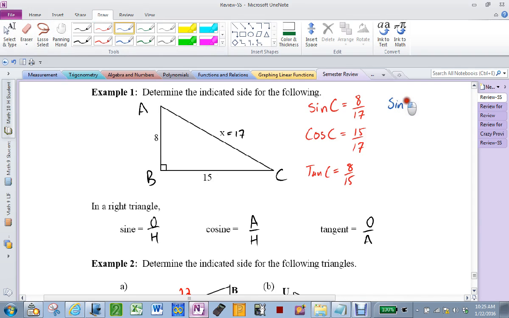What then is the sine of A? Kelvin. 15/17, because I am at a different spot in the triangle. What is the cos of A? 8/17. And what is the tan of A? 15/8. Okay.